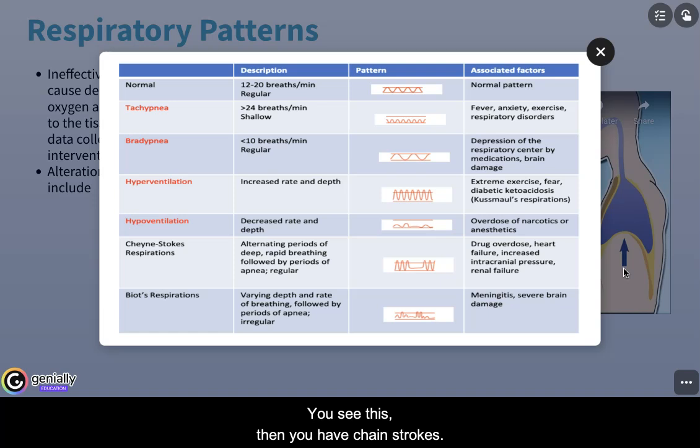Then you have Cheyne-Stokes respiration. This is alternating periods of deep, rapid breathing followed by periods of apnea, which is no breathing, then back to regular. And if you notice the pattern here, it shows the alternating periods. This can happen from drug overdose, heart failure, increased intracranial pressure, too much pressure in your brain, and renal failure, kidney failure.